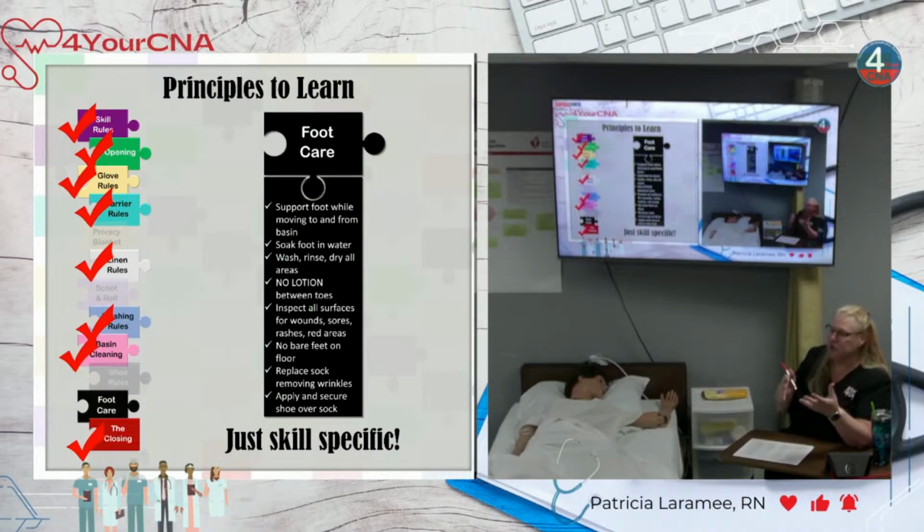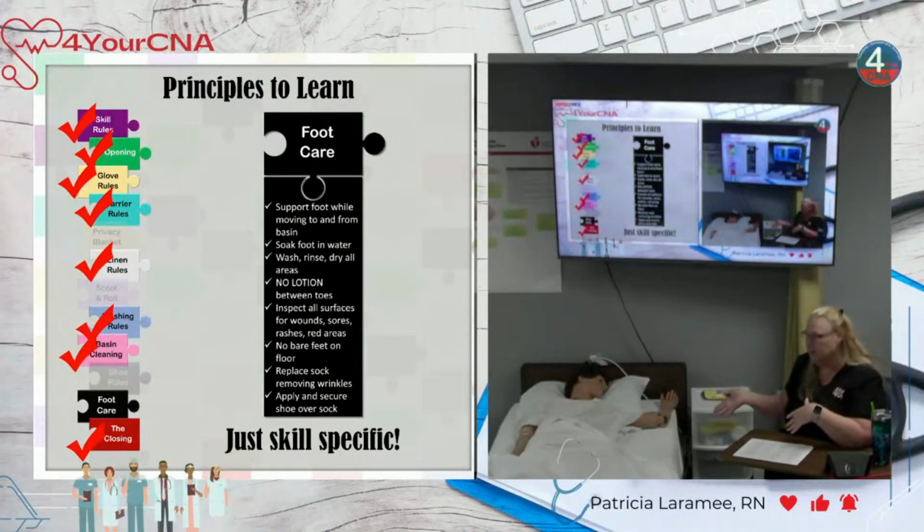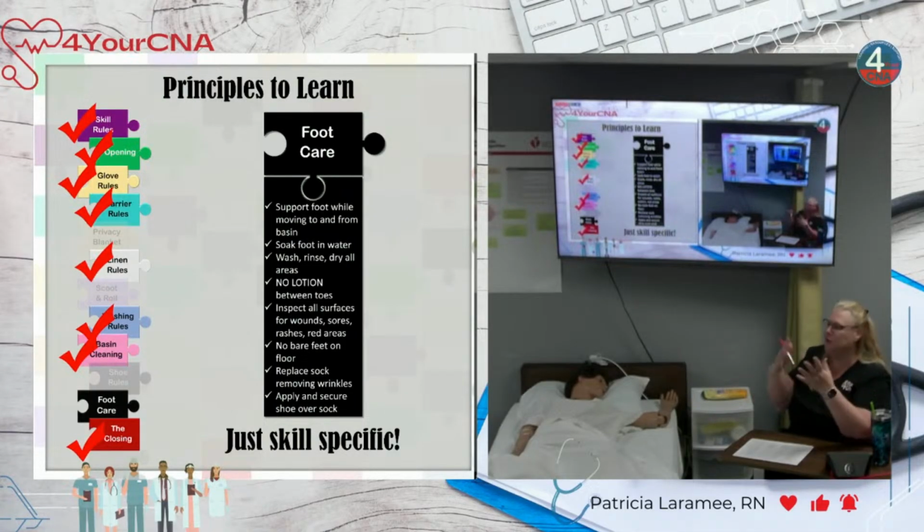We know our washing rules. We check the water. They check the water. It should feel warm. Don't put soap in the basin. Warm your lotion up before, wipe it off after. All those rules. Going to clean the basin the same way we clean everything else, and we're going to do our closing. We already know all those.